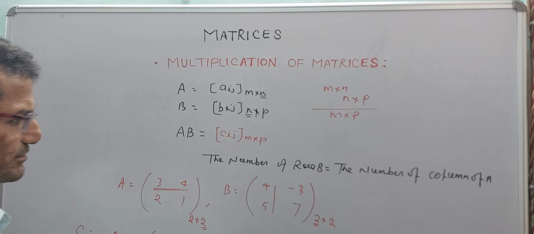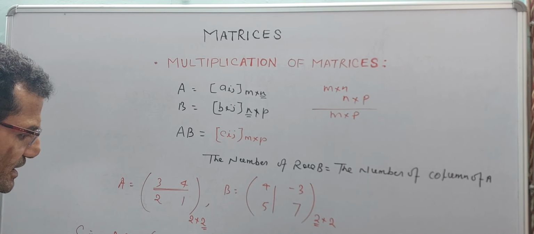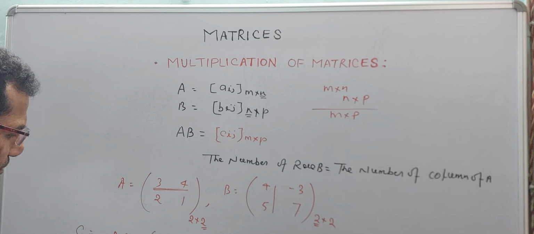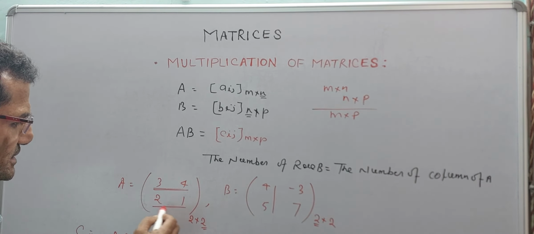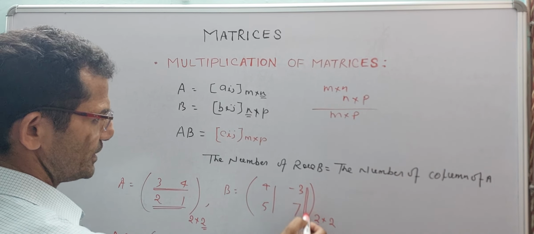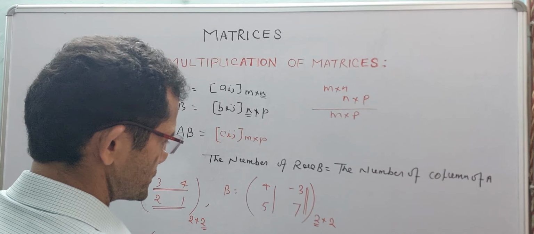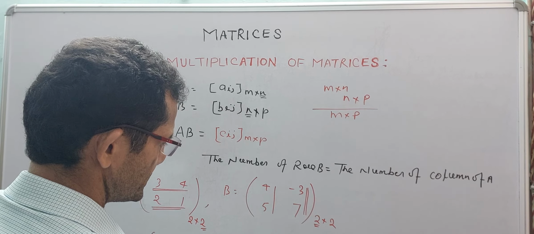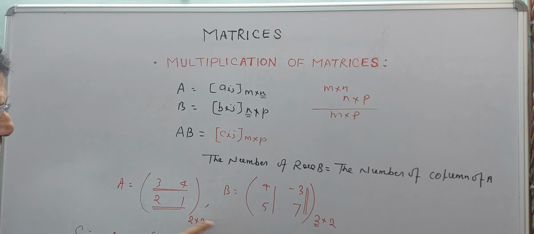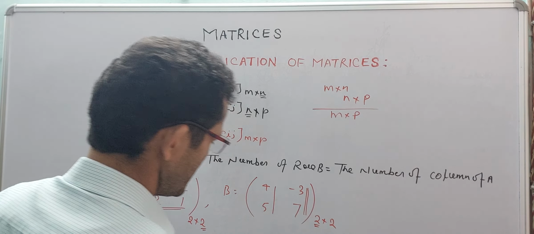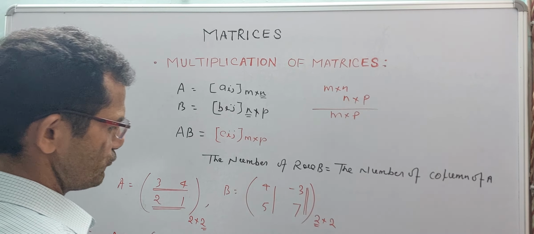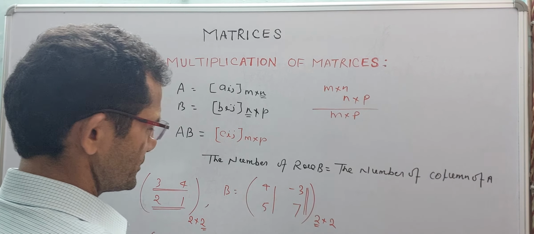Now the last element, the second row and second column. We take the second row of A and multiply it with the elements of the second column of B. So here it is 2 cross minus 3, and we add 1 cross 7. If I simplify this, the value comes out 14. 3 into 4 is 12.